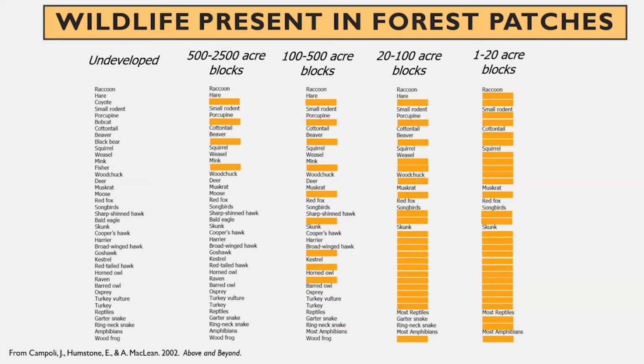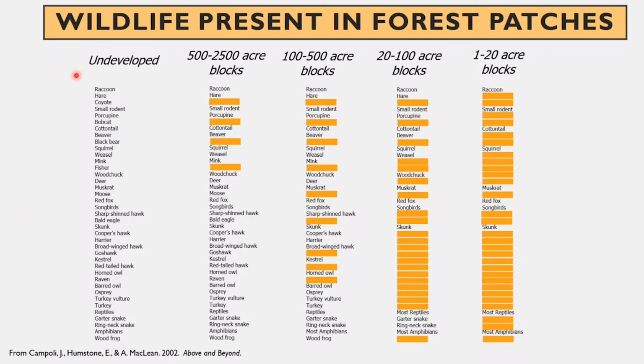Now, you might be wondering, what kind of effect does this have on the wildlife? Simply put, there is a strong relationship between the size of the forest and the diversity or number of species that live there. So in this slide here, what you see is I have 5 different forest block sizes ranging from the undeveloped large forest down to the smaller forest block that you might find in a neighborhood near you. And below each of these forest block sizes is a list of the species that you might expect to find in a habitat block of that size.